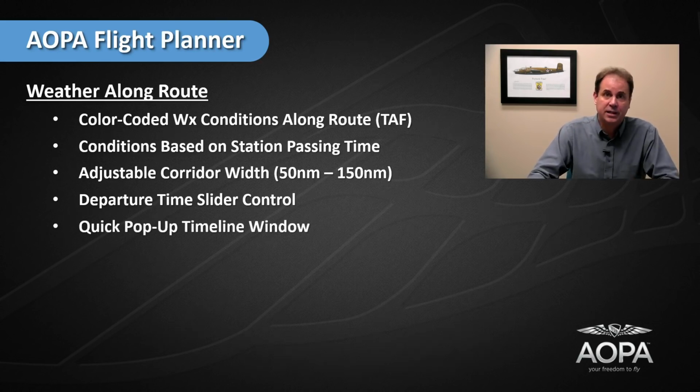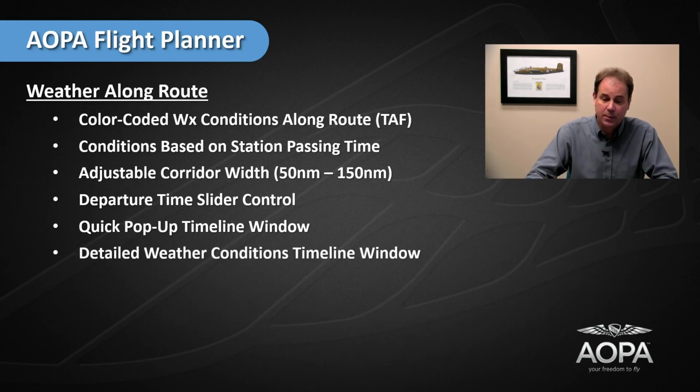Each one of the weather stations allows you to hover your mouse over it and get what we call a quick pop-up, and that's a timeline. And the timeline, again, is another unique feature of the Weather Along Route tool that allows you to look at the terminal area forecast in a progressive timeline, and we're going to look at that one too. Of course, then we also have a detailed weather conditions pop-up, so if you really want to drill into a particular station, you can certainly do that and look at all the details about it.